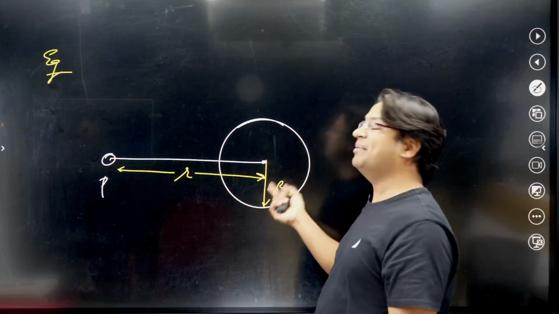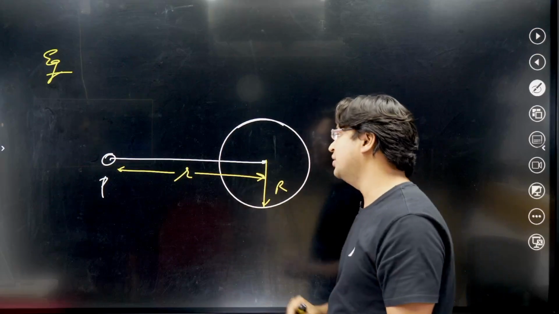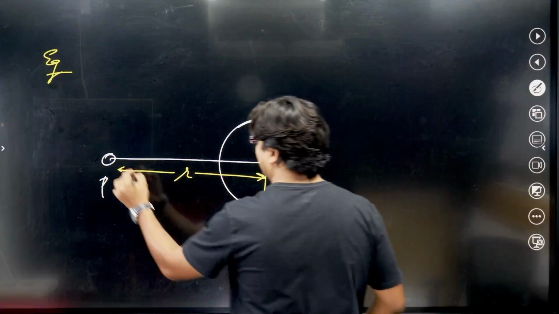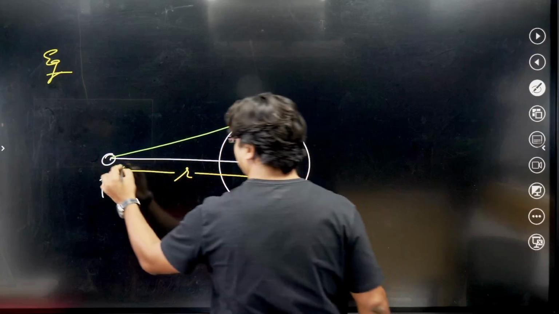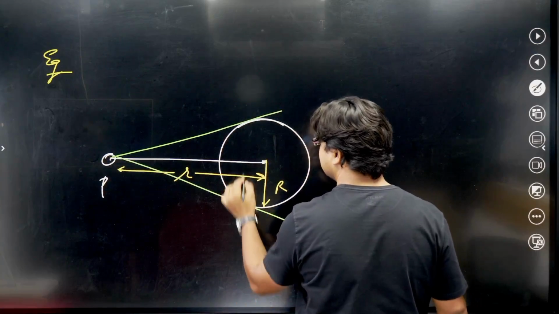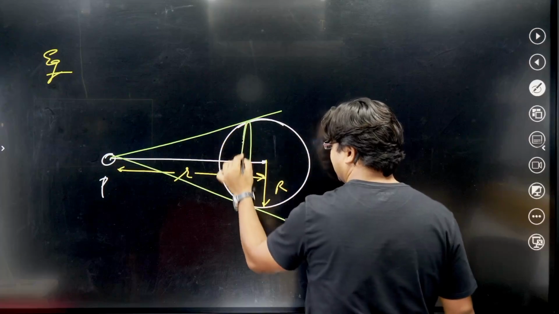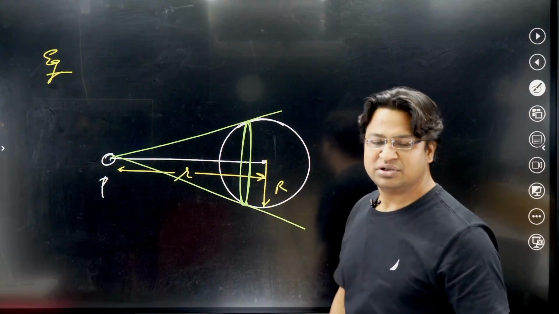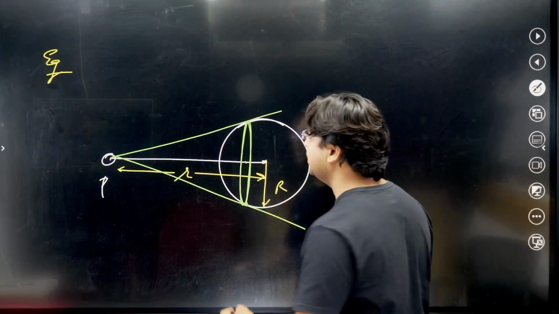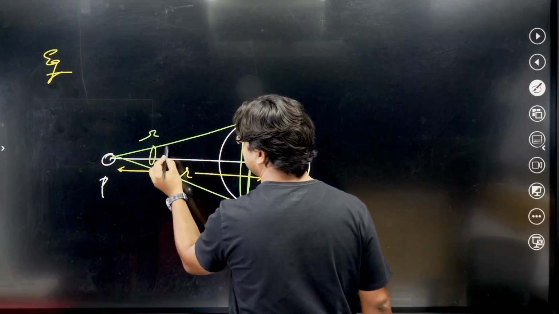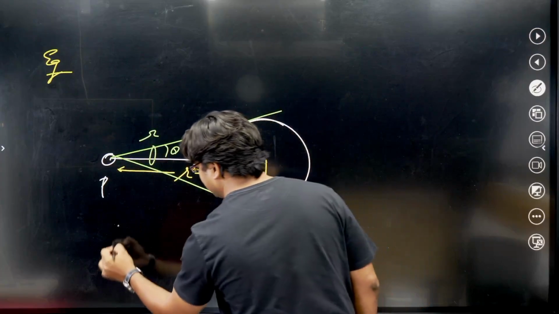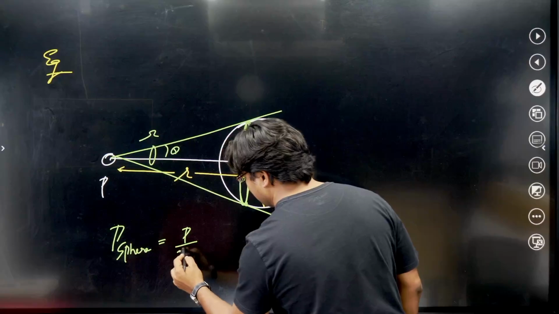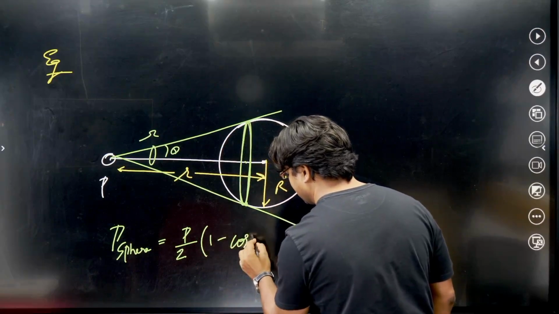If you are writing the same expression as we wrote for the disk, then you are wrong. What you have to notice here is this. You can pause the video, give it a thought, and then continue. If I draw tangents on this sphere, then this is the region which will receive light. Either you can calculate the radius of this disk using geometry, or you can directly talk about this solid angle. If this angle is theta, you will write power received by sphere as P by 2 into 1 minus cos theta.